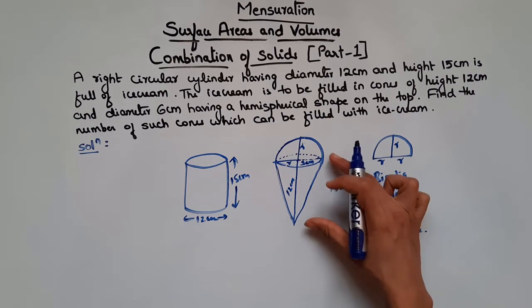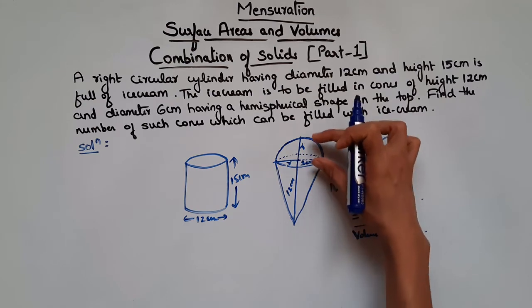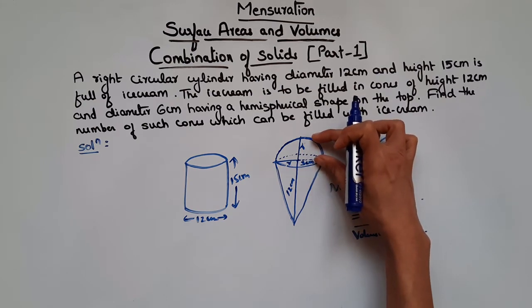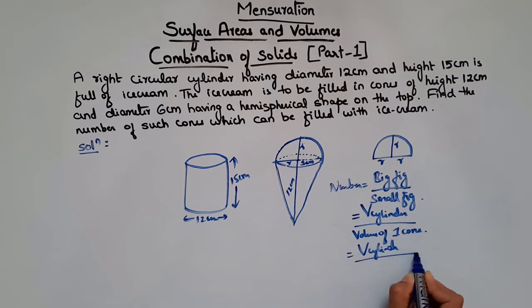But here this cone consists of two solids, right? So the volume of the cone plus the volume of this hemisphere. So you can write this equation as volume of the cylinder by volume of the one cone is nothing but volume of the cone plus volume of the hemisphere.